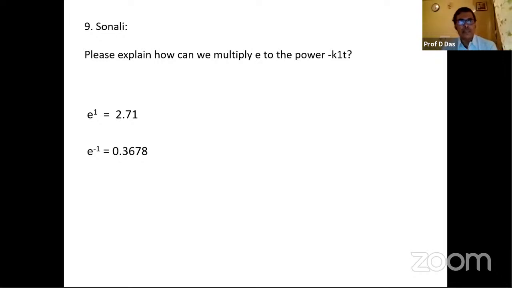Another question has been asked: how we can multiply e to the power minus k1 into t. Now k1 is the rate constant. Am I right? And t is the time of reaction.